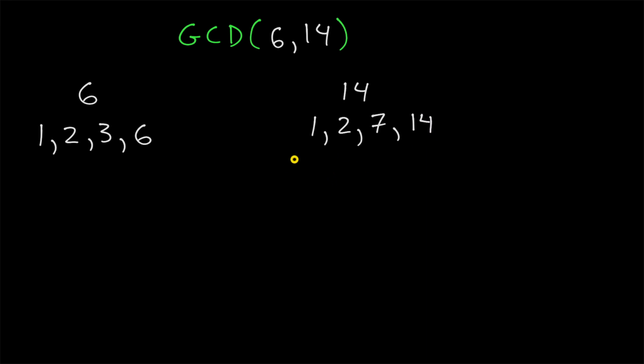All right, so what are the common divisors for 6 and 14? Well, 1 is a common divisor. 1 is always a common divisor. 2 is a common divisor. And then 3 is a divisor of 6, but 3 is not a divisor of 14. 6 is a divisor of 6, but 6 is not a divisor of 14. 7 is a divisor of 14, but not a divisor of 6. And 14 is obviously a divisor of 14, but it's not a divisor of 6. So the greatest common divisor between 6 and 14, or the greatest common factor between 6 and 14, is just 2. So now you know what is the greatest common divisor or the greatest common factor.